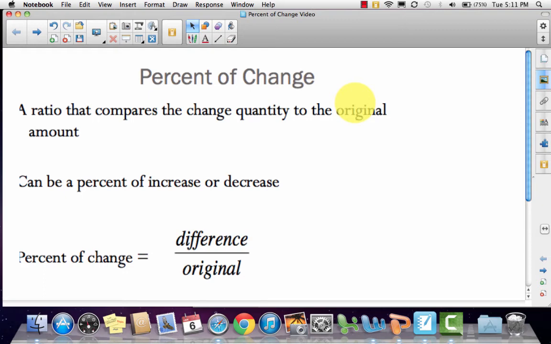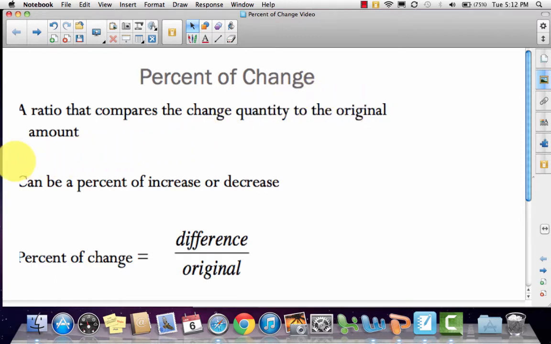Okay, so in this video we're going to look at percent of change. A percent of change is something as simple as going to the store and you want to buy a shirt. When you look at the price tag on the shirt, you see that it originally cost $15, but that price is crossed out and now it's only going to cost you $12. The question would be, by what percent did the price of that shirt decrease?